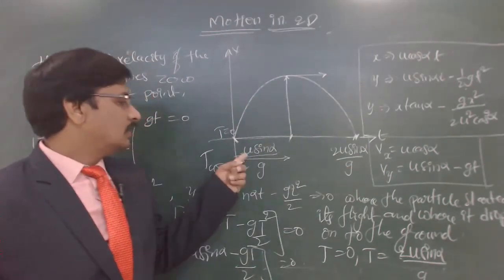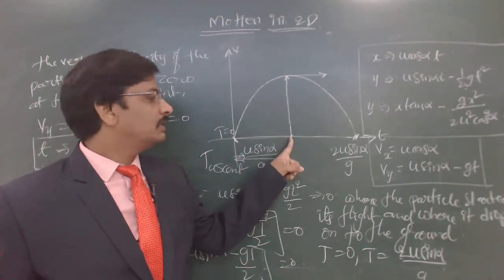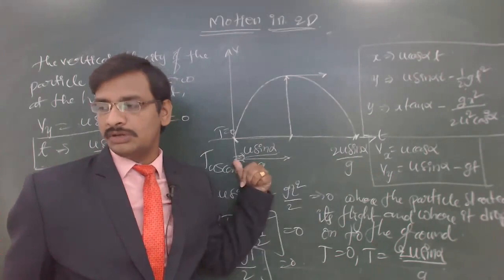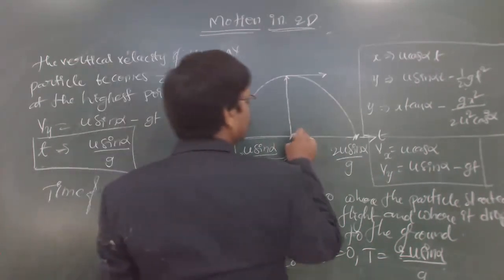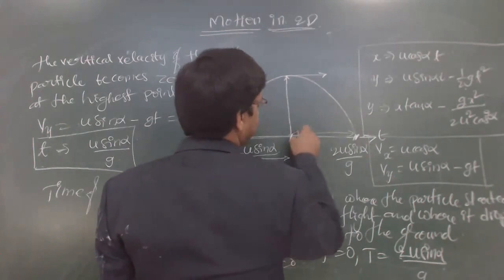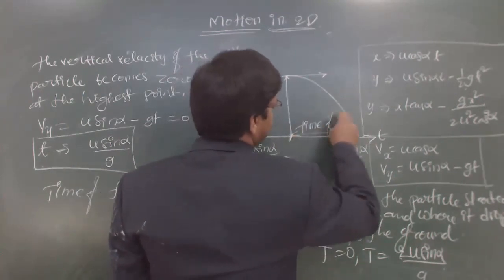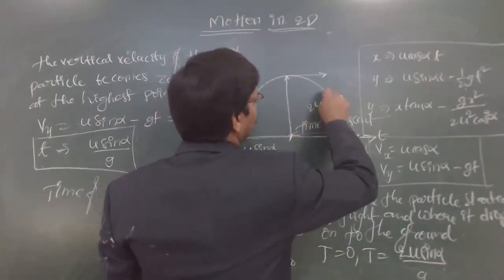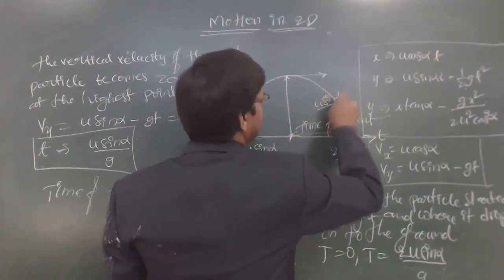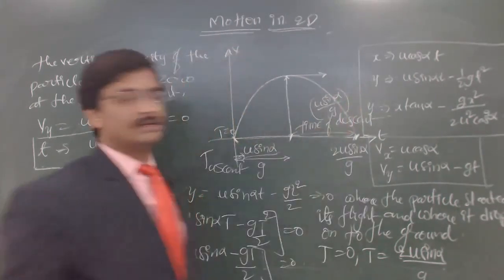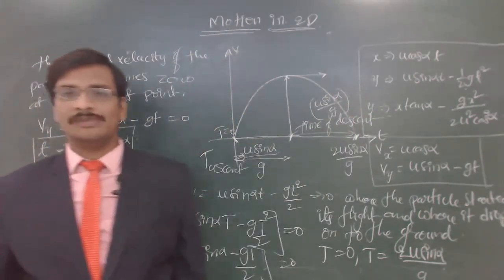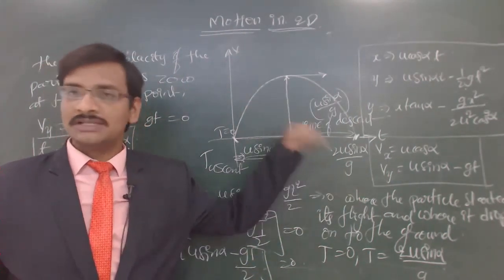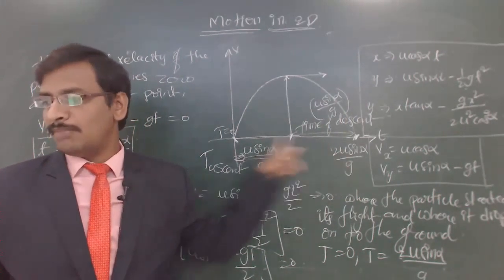Now if you notice, u sin alpha by g is the time of ascent and 2u sin alpha by g is the total time of flight. Hence, if you subtract from here to here, then this is going to be the time of descent. And this value is again the same value, u sin alpha by g. Got it? This is how you will be able to find out time of ascent, time of descent and the time of flight. And based on the time of flight, we are going to calculate the maximum range.